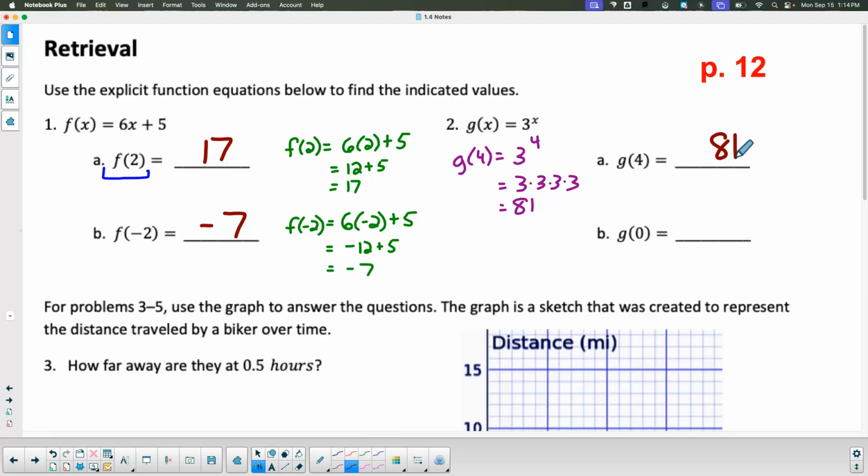G of 0, then, would be 3 to the 0 power, and anything to the 0 power is 1. So that's going to be 1. Questions, comments, concerns, clarifications on those 4? Okay. Let's go to the next 3.